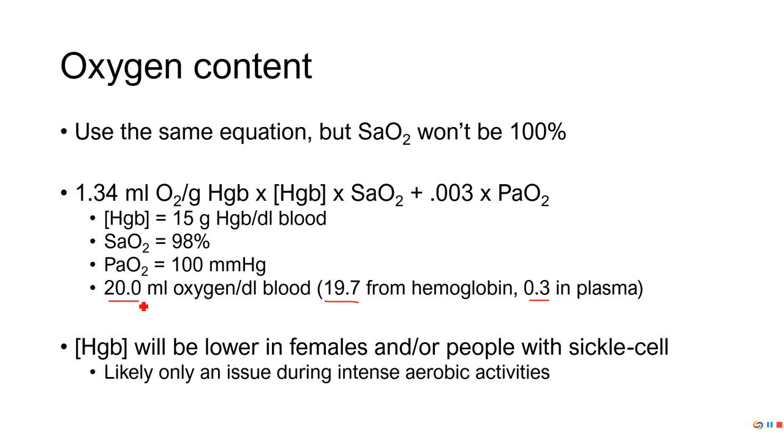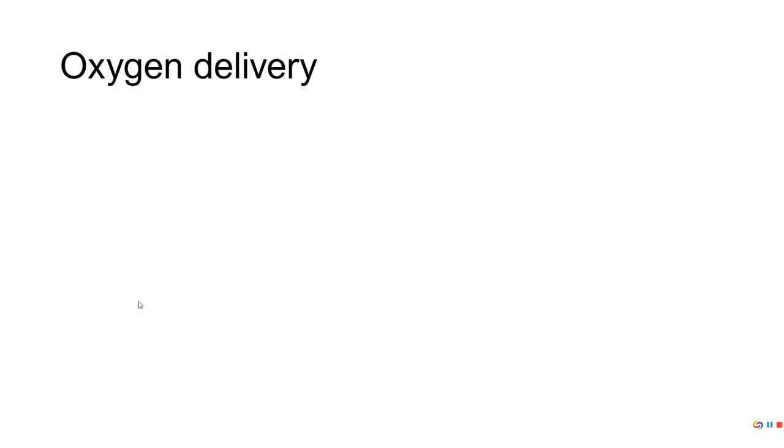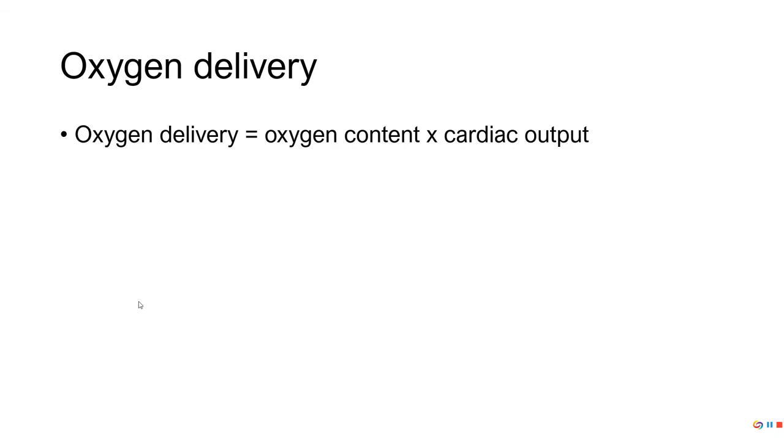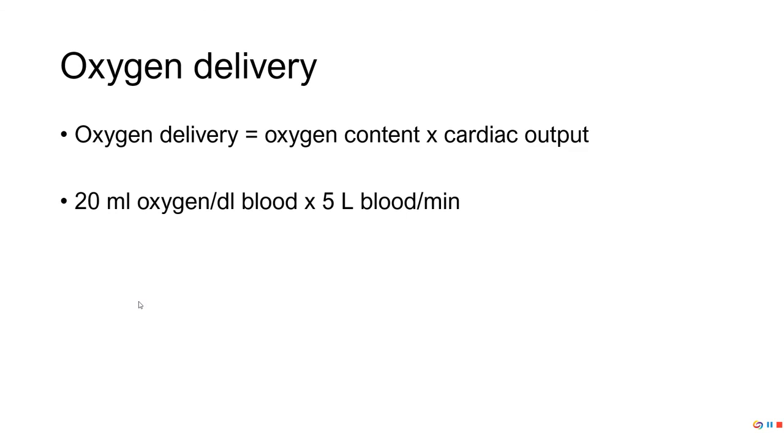So once we know content, we can calculate delivery. Delivery is just oxygen content times cardiac output. Just to make the math nice and easy, we're going to say that we've got 20 milliliters of oxygen per deciliter of blood. And let's say that our cardiac output at rest is 5 liters of blood per minute. Well, we've got to get these into the appropriate units.